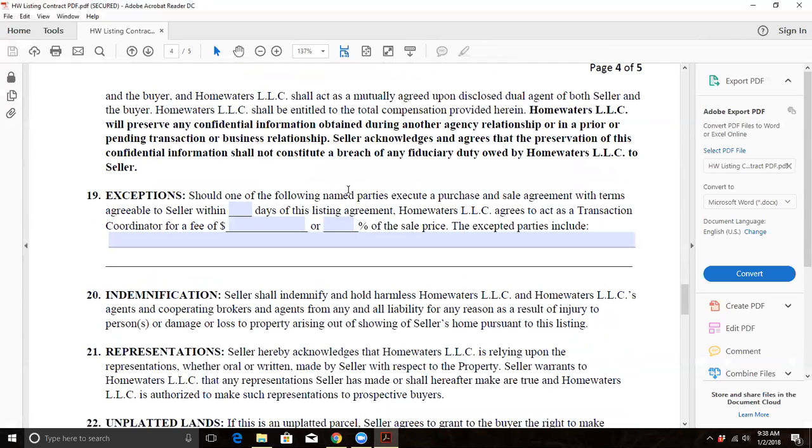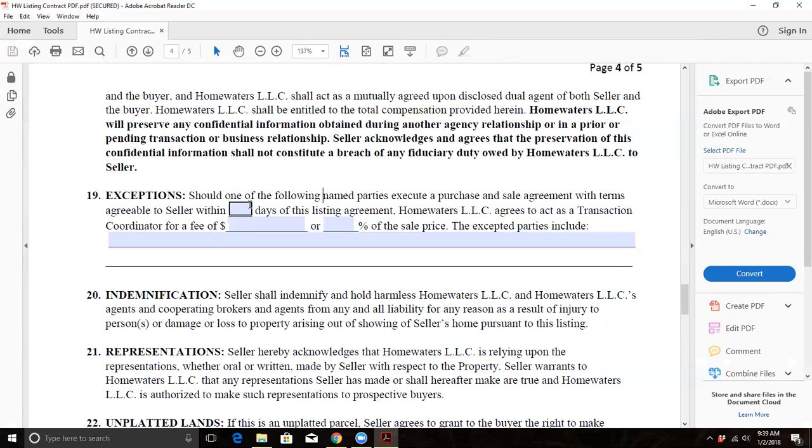So should one of the following named parties execute a purchase agreement with terms agreeable to seller within X days of this listing agreement? Homewaters LLC agrees to act as a transaction coordinator, fee of blank or percentage of sales price. The expected parties include. So this is a lot more specific than what we had in especially the TAR agreements, but most agreements.